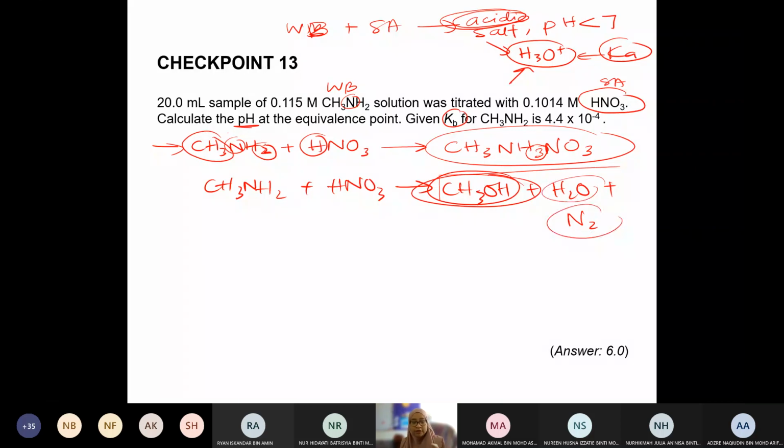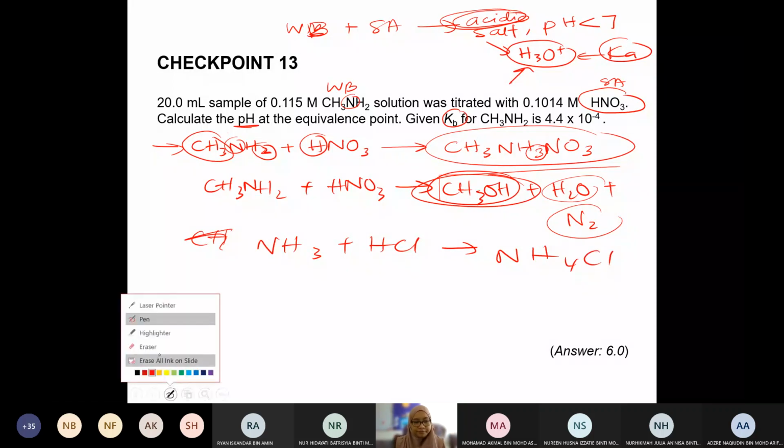So we cannot identify the salt. The pH at the equivalence point we know is the pH of the salt. So let's just focus on this one. We take the earlier example, like I said, NH3 and HCl, which is the simplest. It will produce NH4Cl. So we stick to that first.